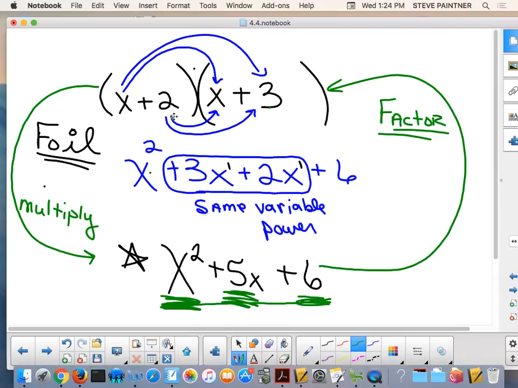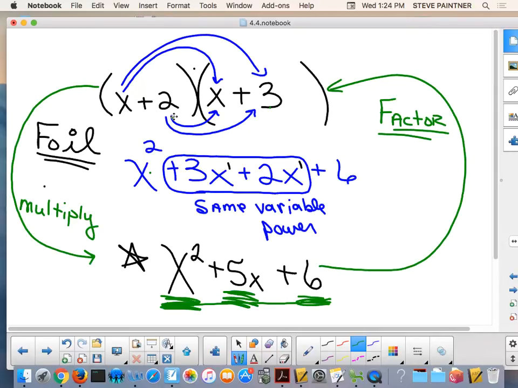But here's the deal. I don't want you to look that way. I want you to look at just the numbers. 2 and 3 multiplied is 6. 2 and 3, if you add them, you get 5. This is how it works. Every time. You get it? The 2 numbers have to multiply to give you the last number. The 2 numbers must add up to the what? Middle number.